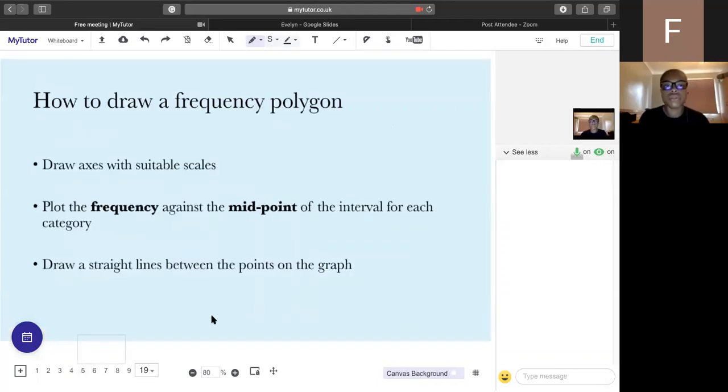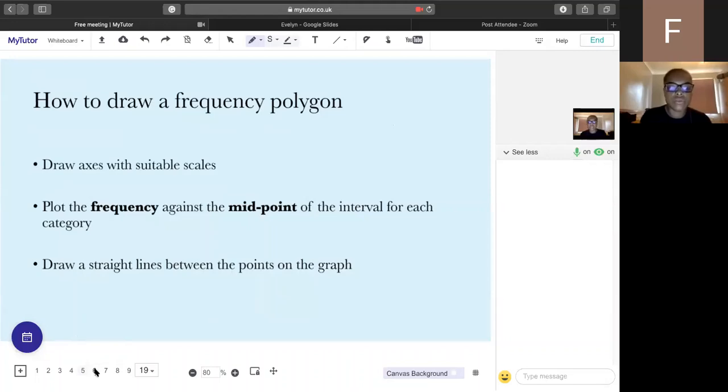So to draw a frequency polygon, you need to be able to draw your axes with suitable scales and make sure you label your axes as well. You need to be able to plot your frequency against the midpoint of the interval for each category. And then once you've plotted your points, you connect each of the points with a straight line.